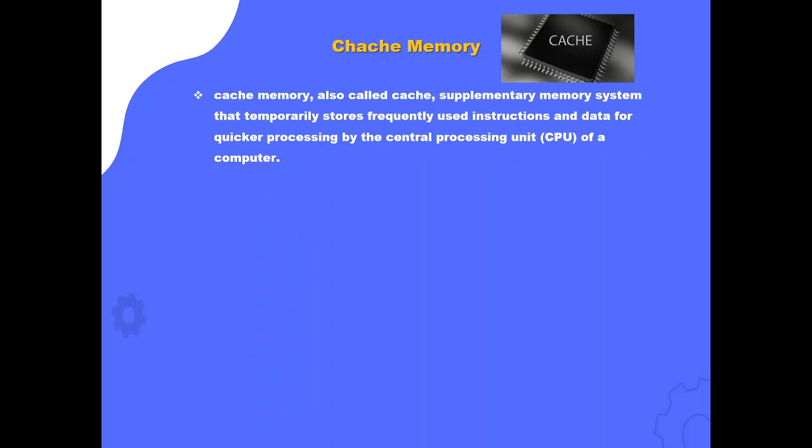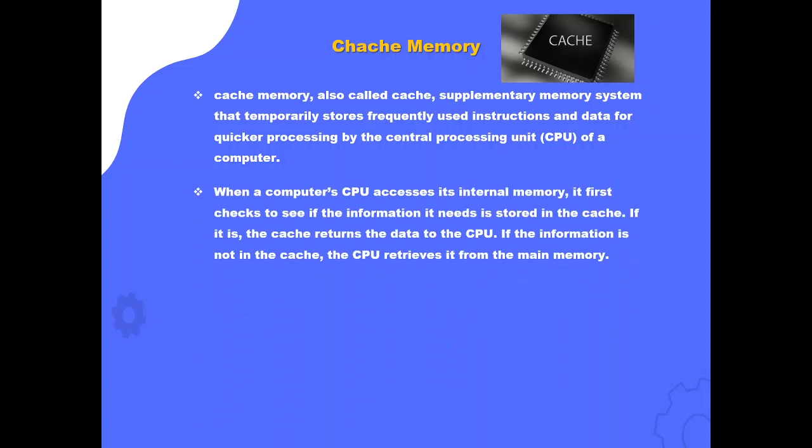Next, let us discuss the cache memory of a computer. What is cache memory actually? Cache memory, also called cache, is a supplementary memory system that temporarily stores frequently used instructions. That is, cache memory stores frequently used instruction results for quicker access by the central processing unit of a computer. When the computer CPU accesses its internal memory, it first checks to see if the information it needs is stored inside the cache. If it is inside the cache, the CPU will retrieve it. If the information is not inside the cache, the CPU retrieves it from main memory.